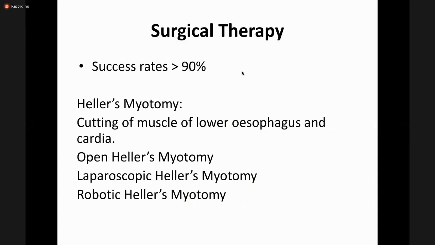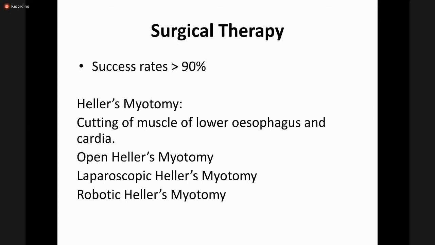Then comes the surgical therapy. If the patient does not respond to the pneumatic dilatation, then we move towards the surgical therapy. And the success rates are more than 90%. The operation which is done to relieve achalasia is called Heller's myotomy. Myotomy means the muscles are cut and only the mucosa is kept patent.